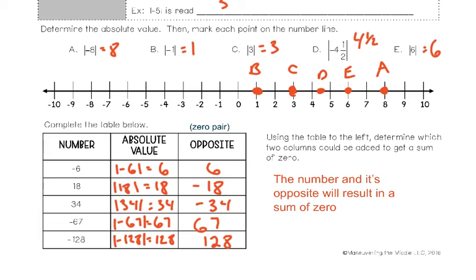So I wrote that a number and its opposite will result in a sum of 0. I used the word sum. Recall that sum means the answer to an addition problem.